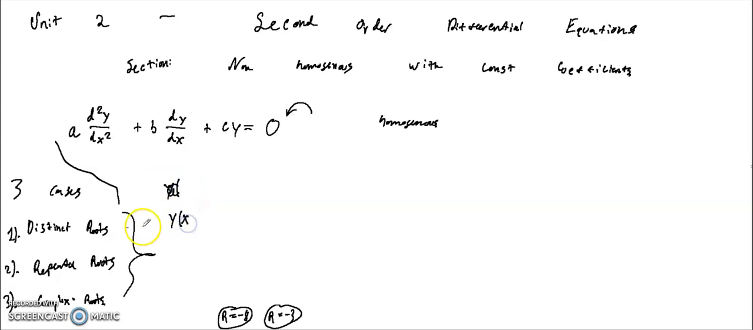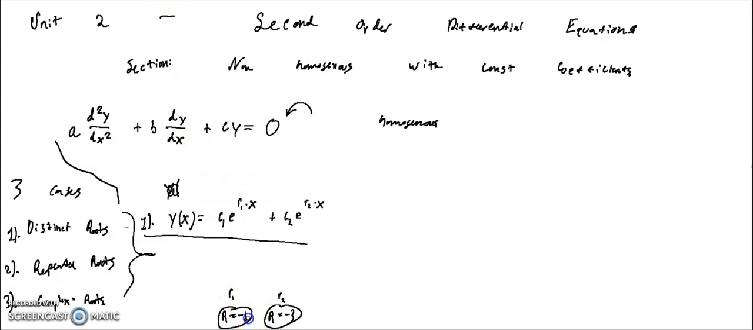So for the first case, we get y of x equals c1, which is just a constant, times e to the r1 times x. And this can be r1, r2. Now, repeated roots is when r1 equals r2. Distinct roots is when they're different. And we just get c2 e to the r2 times x. So that's our first case, where the roots are different.